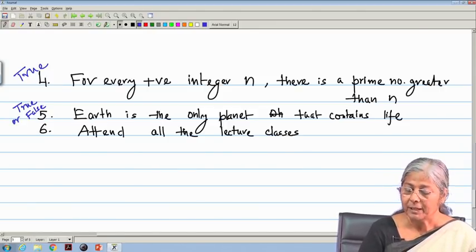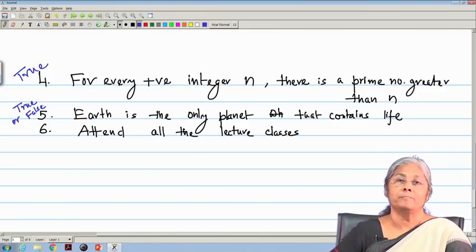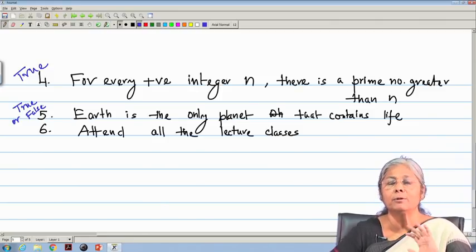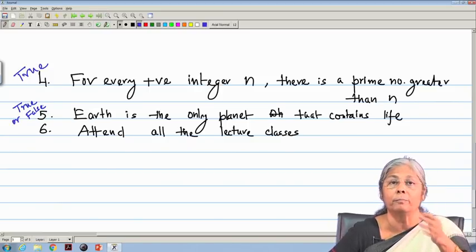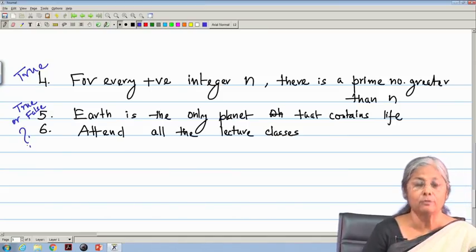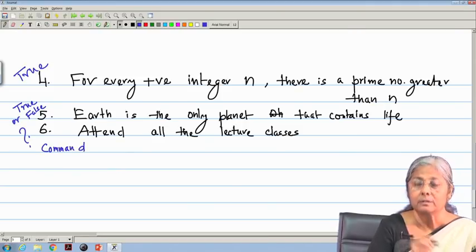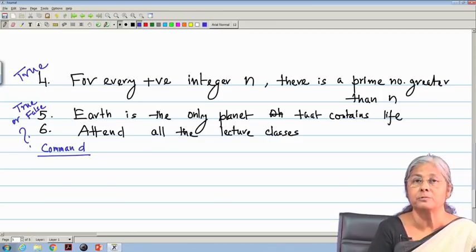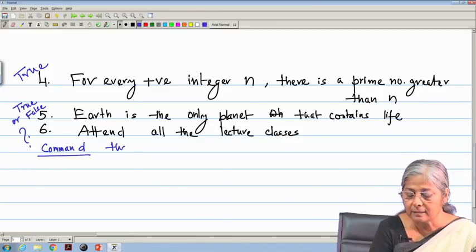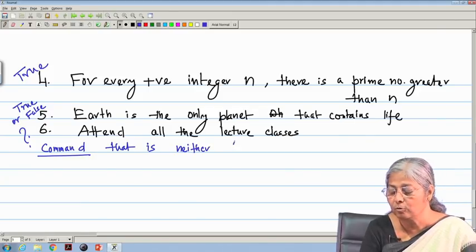Okay. Sixth sentence: attend all the lecture classes. See, I cannot tell anything about the correctness, true or false. This is actually a command. It is a command type of sentence, and command type statements are neither true nor false.